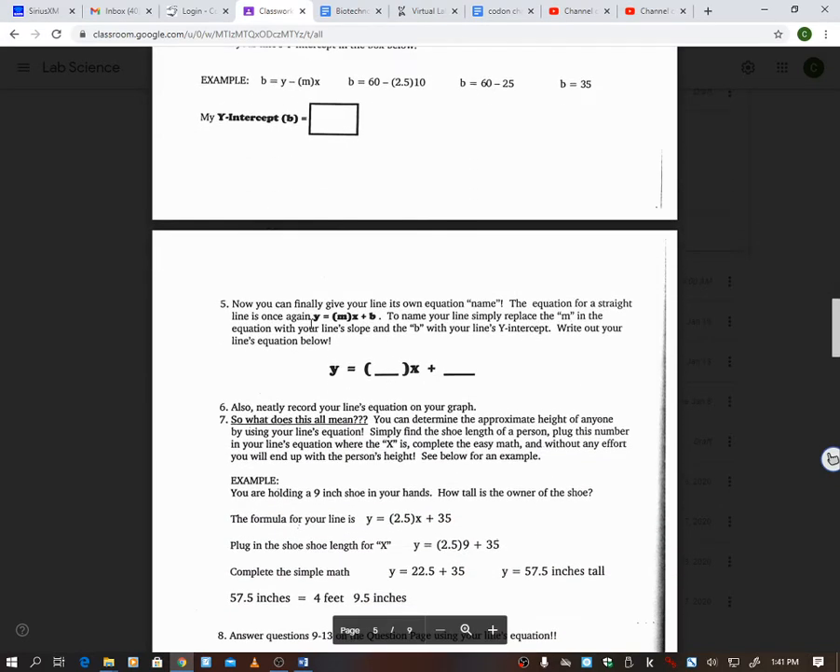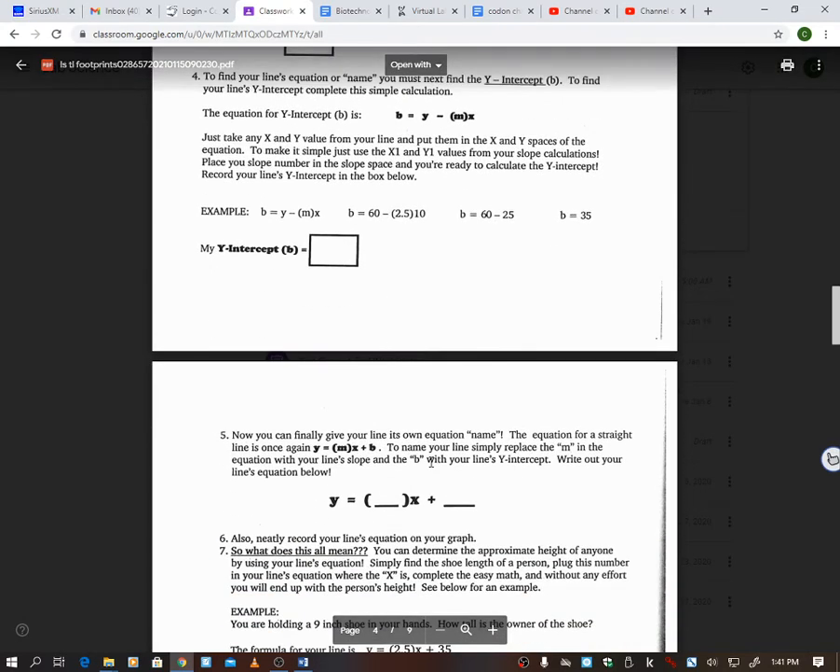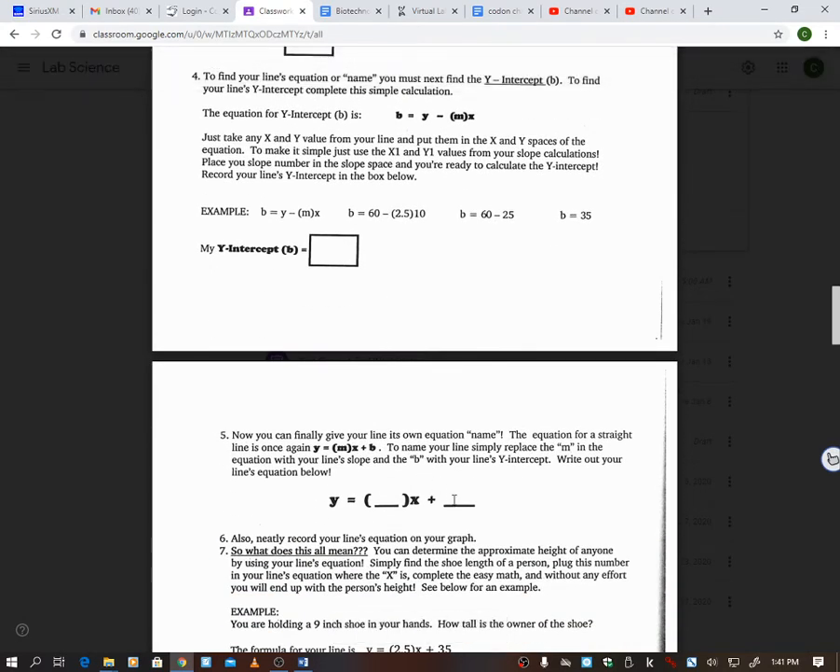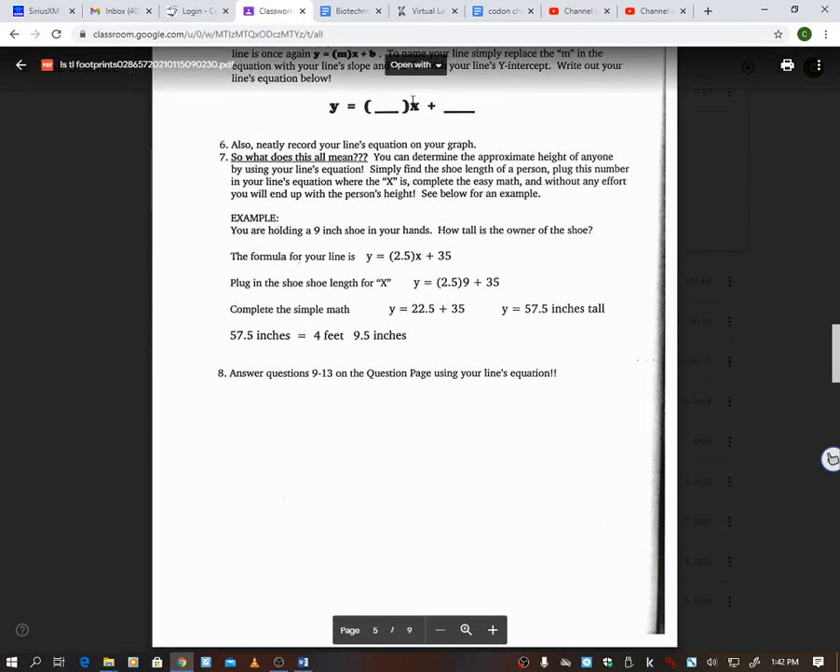Now then, once we do that, you can finally give your line its own equation name. The equation for a straight line is once again y equals mx plus b. To name your line, simply replace the m with whatever you came up with here in that box, m. And then plus your y-intercept. Write out your line's equation below. All right, so then you're going to try to figure, using your line's equation, they're going to give you an x to fill in, and you're going to see if you can figure this out, okay?